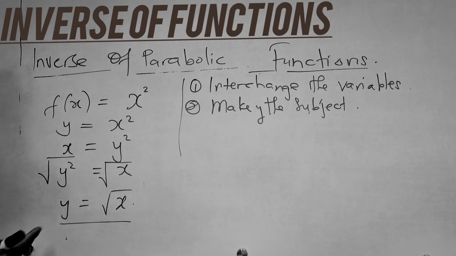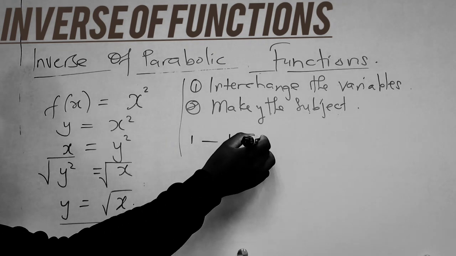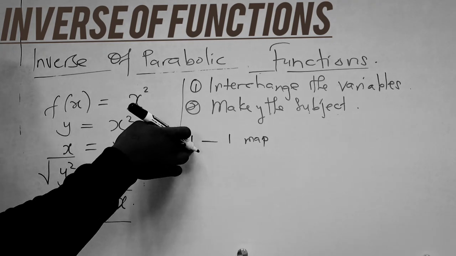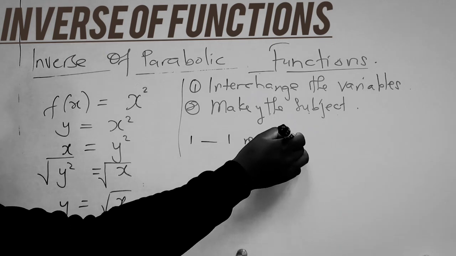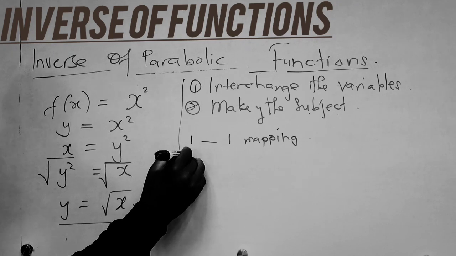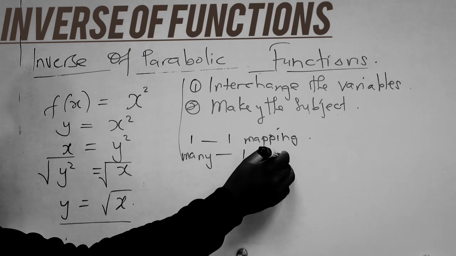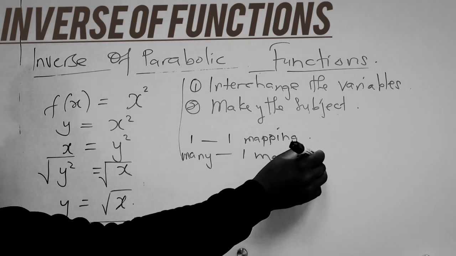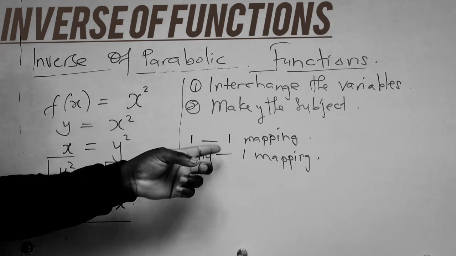But we need to check whether our inverse is still a function or not. From the definition of a function, we know it must be one-to-one mapping. If you input one input, you must get one output. So one-to-one mapping, or it might be many to one. There's no way a function can give you two outputs. You only need one output.